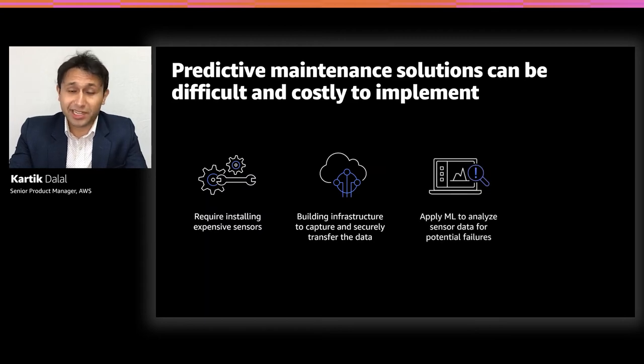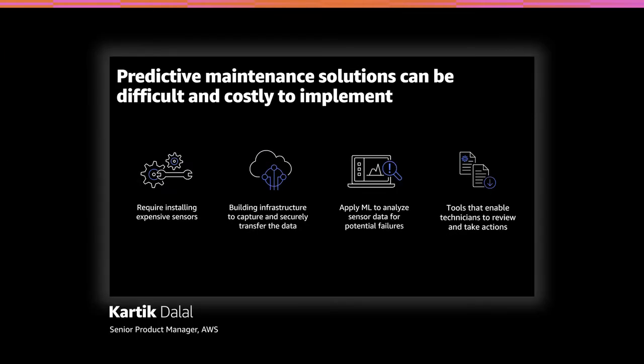Collecting and storing sensor data is just the beginning. You also need to analyze this data to detect potential failures. To do this accurately, you need to apply machine learning, which in turn means you need to invest in the scarce machine learning talent. And finally, you need to build the tools to let your reliability managers and technicians know about the potential failures. As these technicians investigate the issues, you need to equip them with tools to track them, to look at historical sensor data, and to take actions based on them.